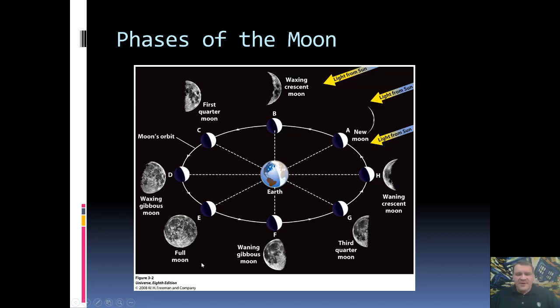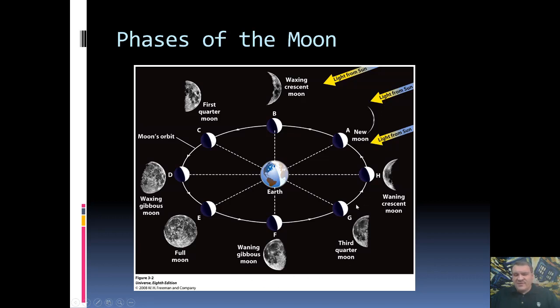After waxing gibbous, we then have full moon, where we see all of the lit side of the moon. Now, after full moon, we then have waning gibbous. So waning means to be shrinking or decreasing. So it's still that gibbous shape. It's more than half, but less than full. So it's gibbous, but it is decreasing, it is shrinking.